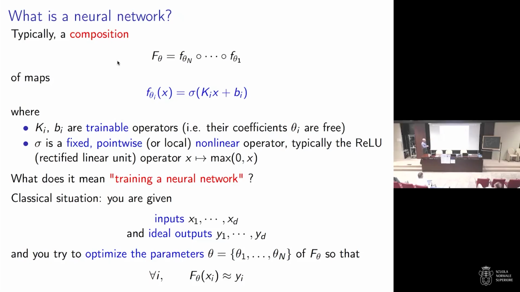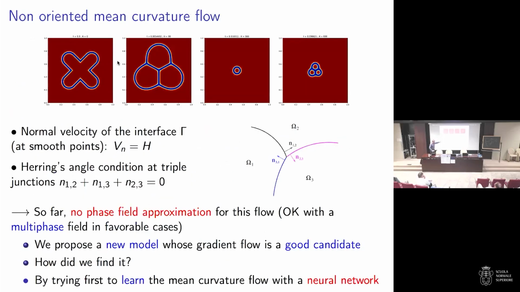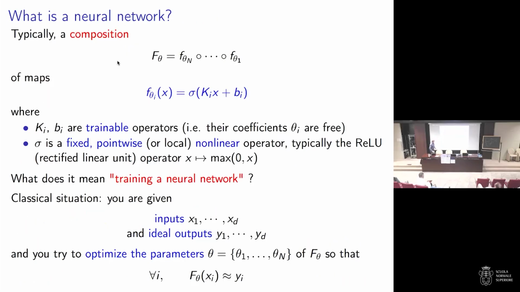It's better. Okay. So just to come back to the previous slide, before presenting you the model, whose analysis is nothing, absolutely nothing spectacular. But what is interesting is probably the way we found that. We found that first by trying to approximate, at least numerically, the mean curvature flow using neural networks.